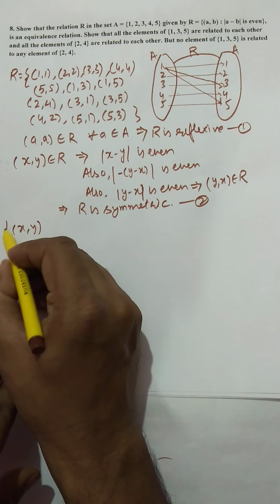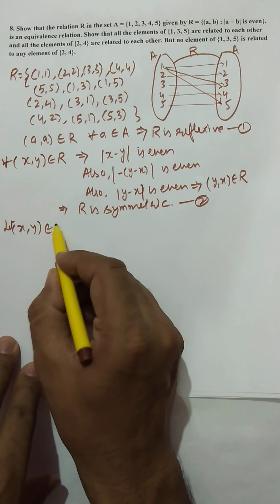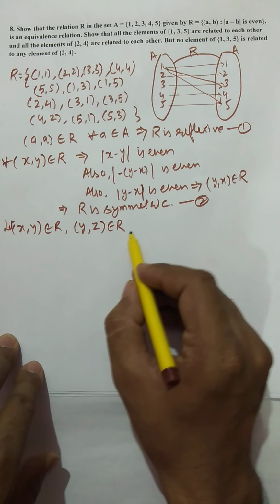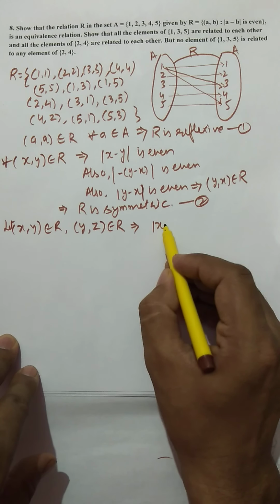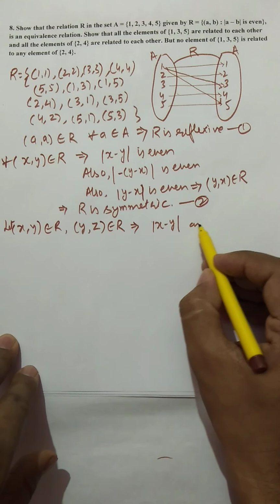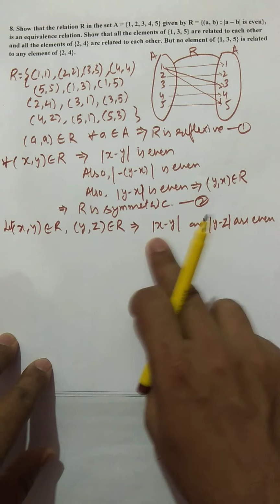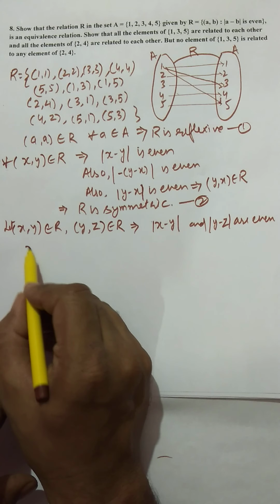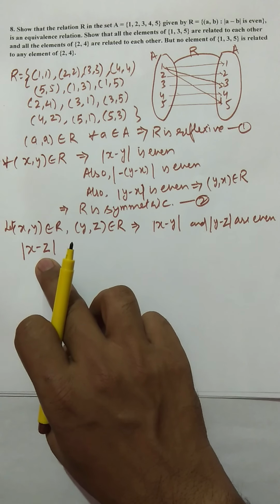Now next one is transitivity. Let x comma y belongs to R, y comma z belongs to R. So now x minus y belongs to R, y minus z belongs to R. It means, which implies, x minus y and y minus z are even. So differences are even. Now we have to show that x, z, we can take this x minus z now. Now we have to show this is even.